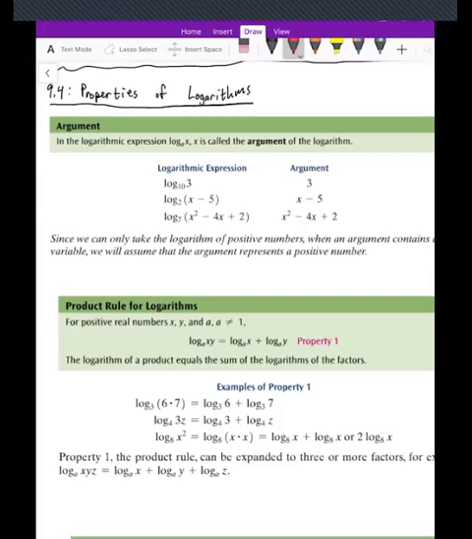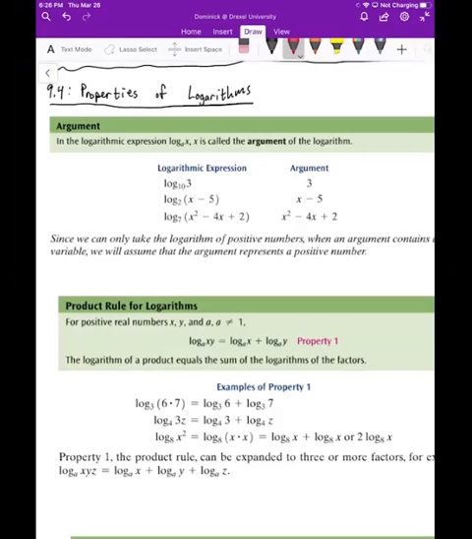Okay, guys, welcome. Today we're going to talk about some certain special properties of logarithms. These properties are going to help us to be able to solve exponential and logarithmic equations in a future video. So let's go ahead and we'll get started.